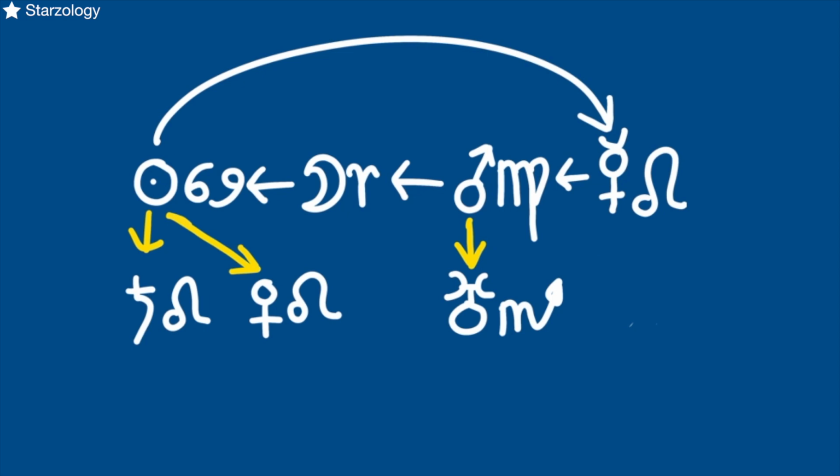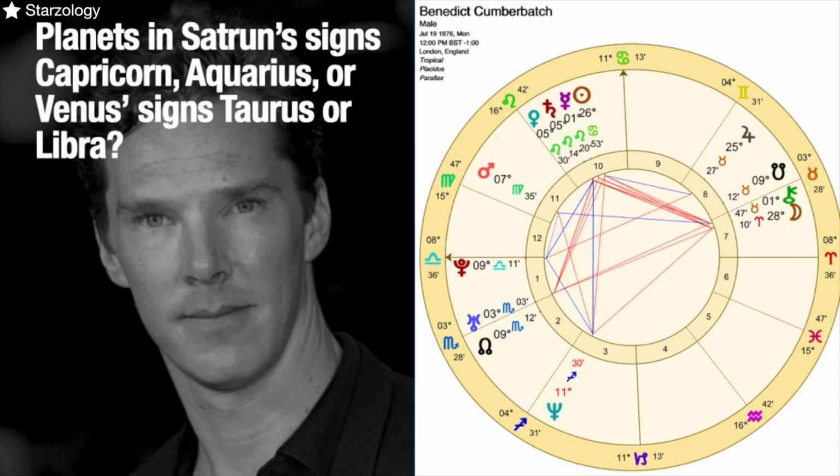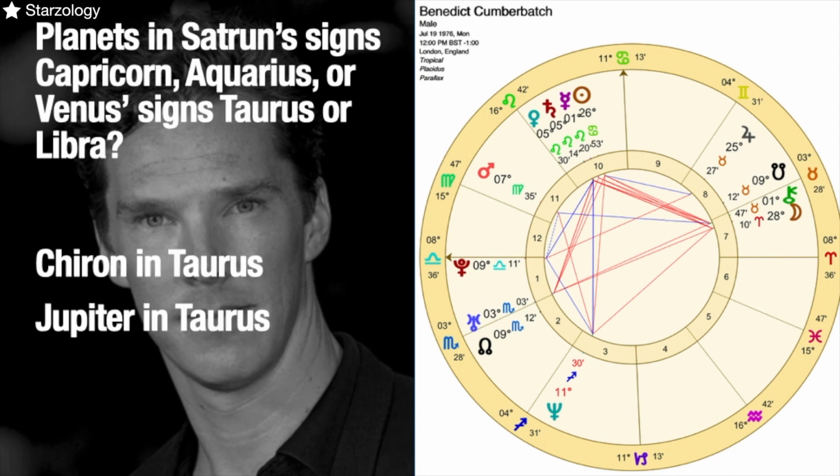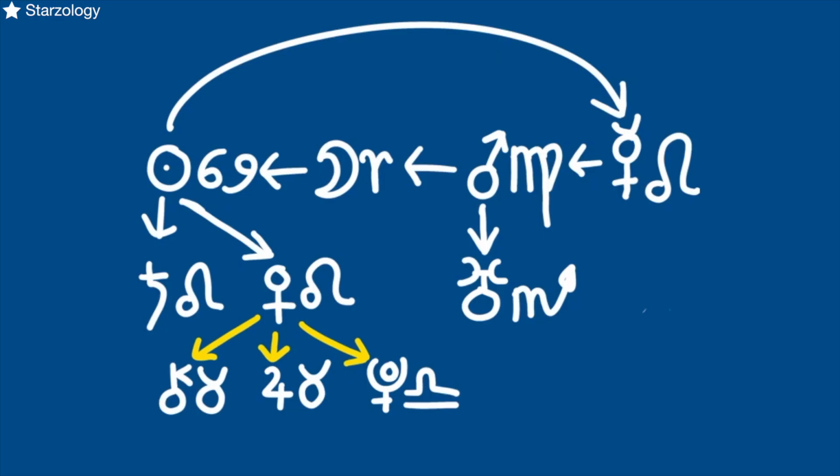Then we're going to find if there are any planets within these planets' signs. So do we have planets in Saturn sign Capricorn and Aquarius, or Venus' sign of Taurus and Libra? And we have Chiron in Taurus, Jupiter in Taurus, and Pluto in Libra. So these 3 planets will go on the next line down, and they all come under Venus.